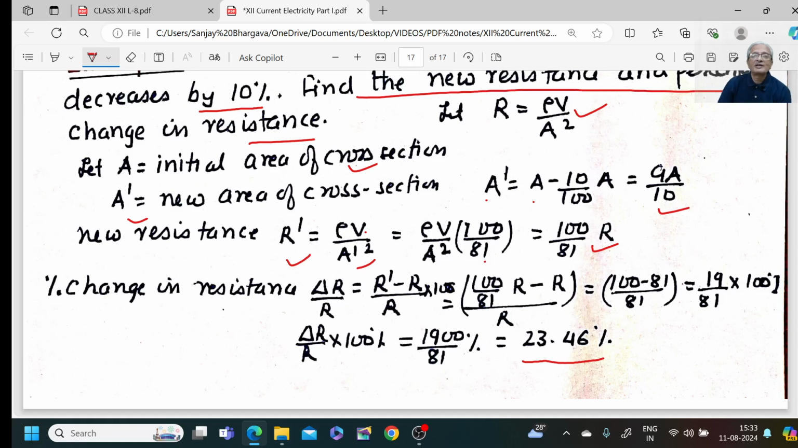Had we calculated by the approximate relation, the answer would have been 20%. So see, a large deviation in the answer might have taken place, and that is why we have put a limiting condition that use the percentage change relations only when the percentage change is less than or equal to 5%.